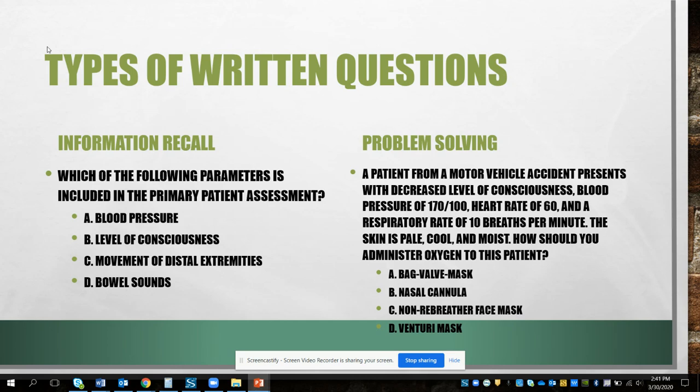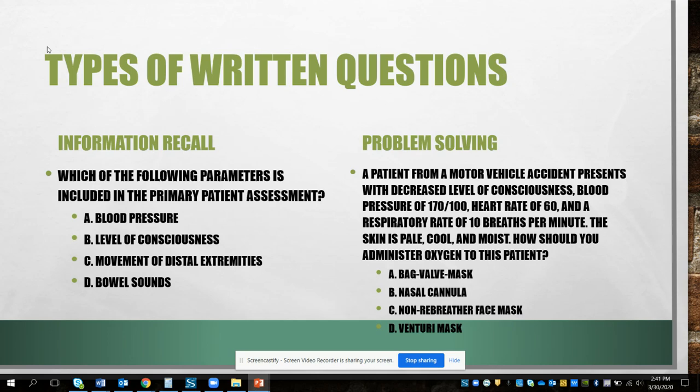These questions do have a time and a place, and when you're in those early formative stages of learning, they can be useful. But when you're talking about final exams, unit exams, state exams, these are going to be based more on problem solving questions, something like this. A patient from a motor vehicle accident presents with decreased level of consciousness, blood pressure of 170/100, heart rate of 60, and a respiratory rate of 10 breaths per minute. The skin is pale, cool, and moist. How should you administer oxygen to this patient?